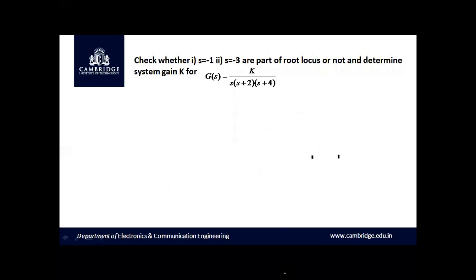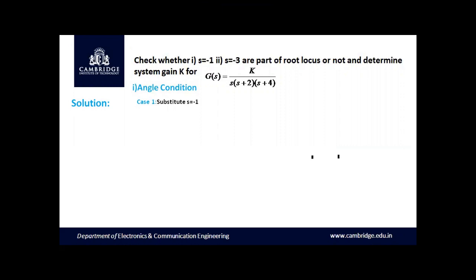Now we are supposed to find out, with respect to s equal to minus 1, the first case, whether it is a part of the root locus or not. So we have to make use of the angle condition to find out whether s equal to minus 1 belongs to the root locus or not. And also, making use of the magnitude condition, we have to find the system gain K. Let us check the angle condition at s equal to minus 1.